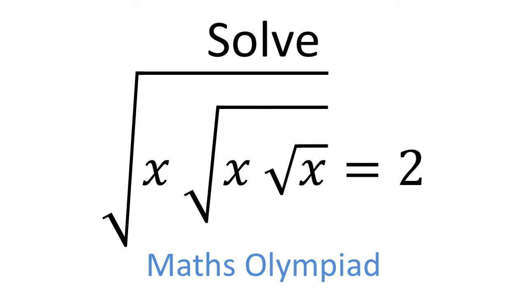In this video, we're going to solve the following Maths Olympiad problem. We need to find x such that the square root of x times the square root of x times the square root of x is equal to 2.